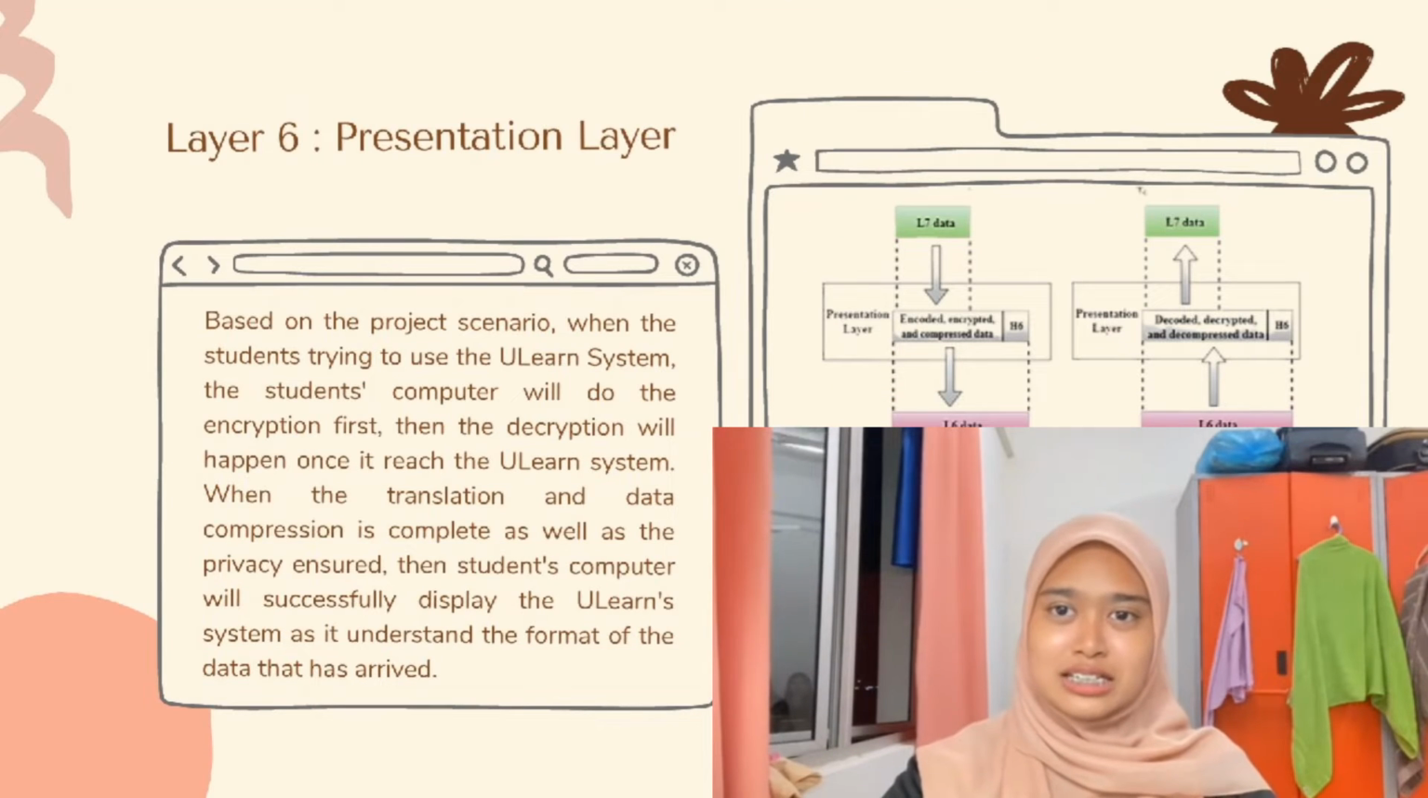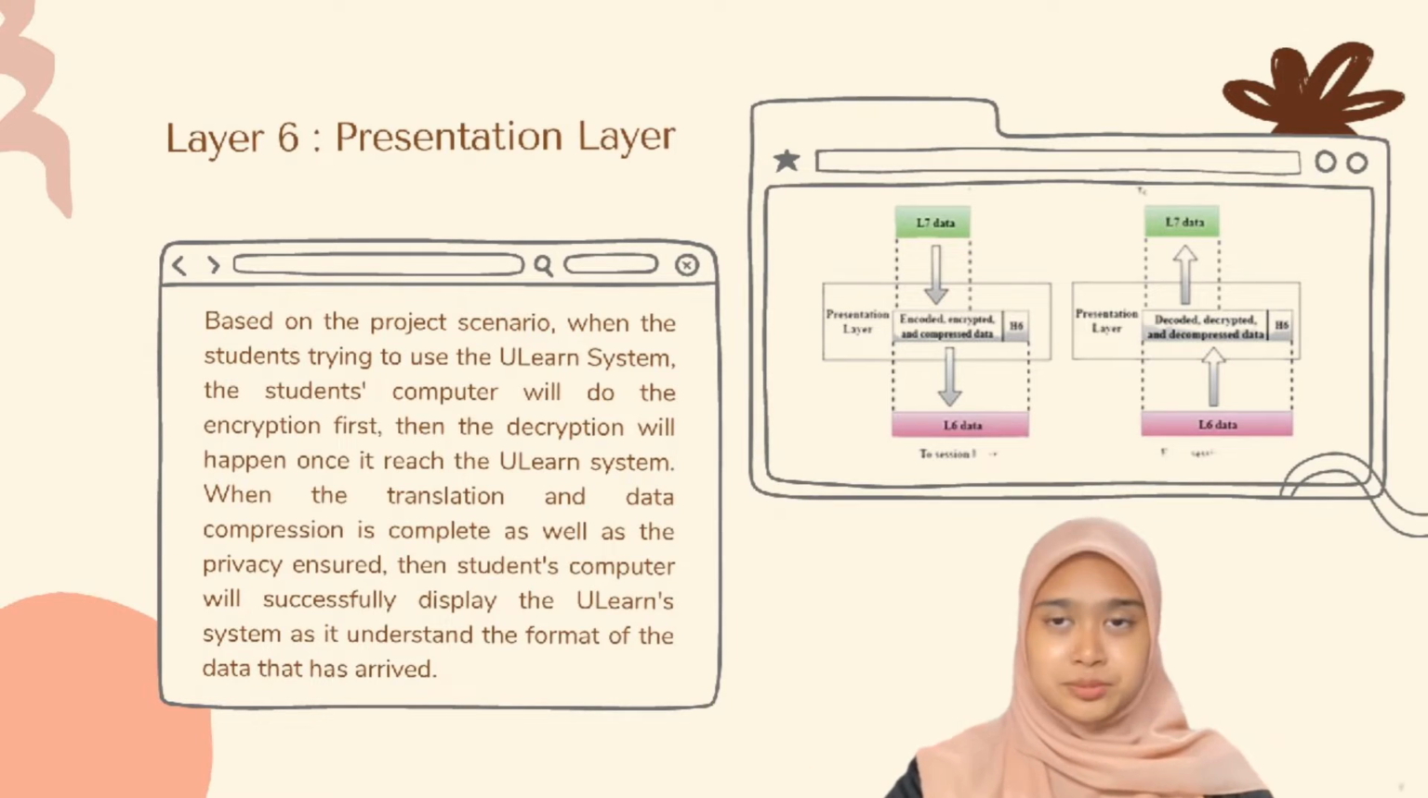On the presentation layer, when the student is trying to open the ULEN system, the encryption will happen first, and then the decryption will happen. During the decryption, data translation and data compression will be happening, and once it is completed, as well as the privacy is ensured, then the student may open the ULEN system successfully, as the ULEN system understands the data that is received.